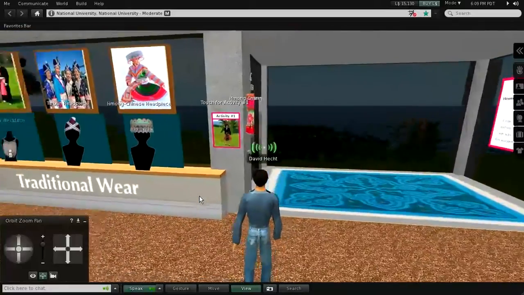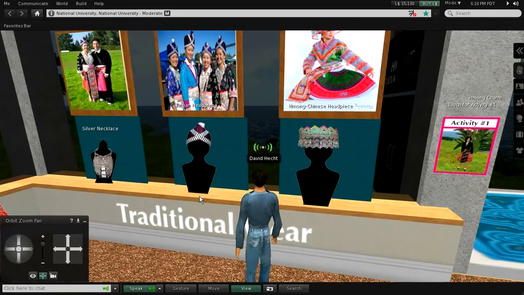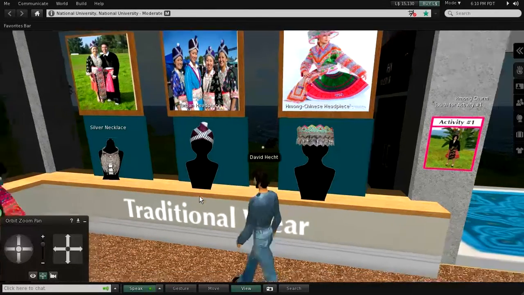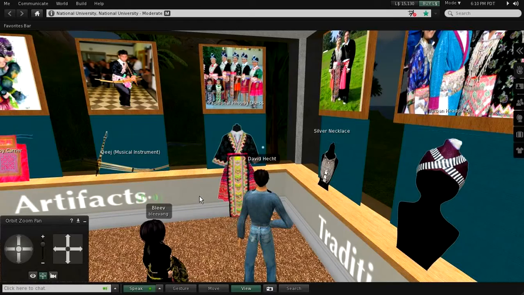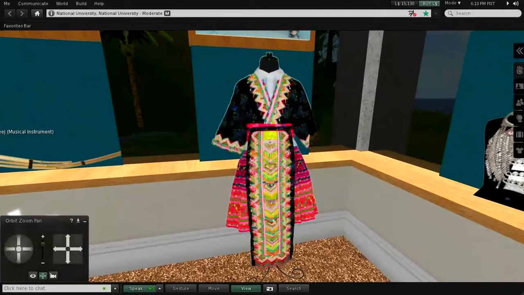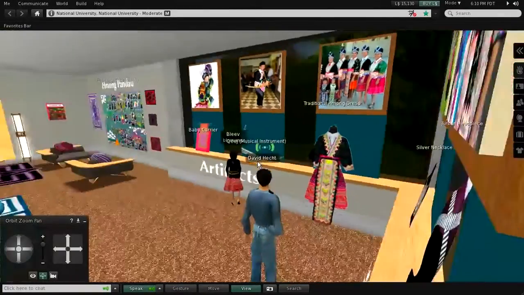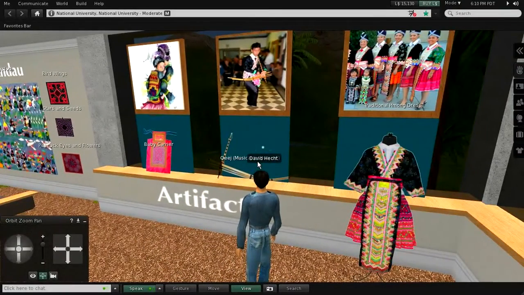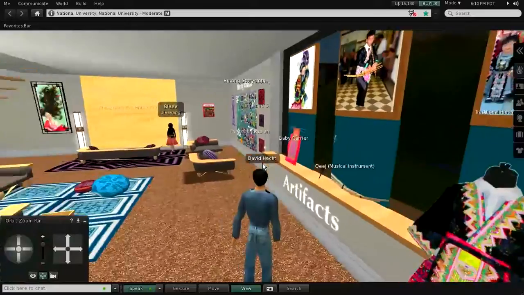Let's take a look. Yes, and this is just one of the variations of the skirts that women wear. There's different colors, different textures, and the outfit depends on what region the family is from. Interesting. You did a remarkable job of recreating that costume, I have to say. Okay, what's next? Thank you. Okay. Let's move on to activity number 2. Okay. I will follow you.